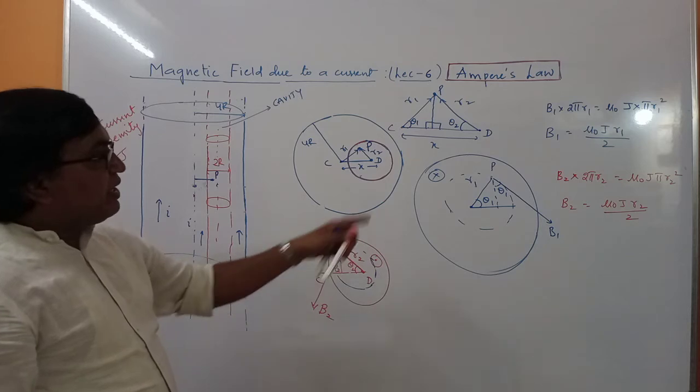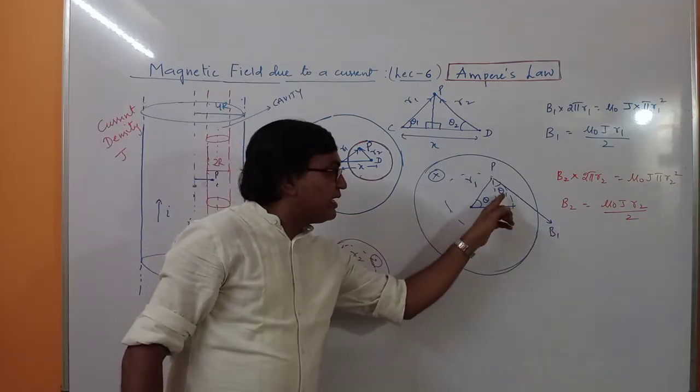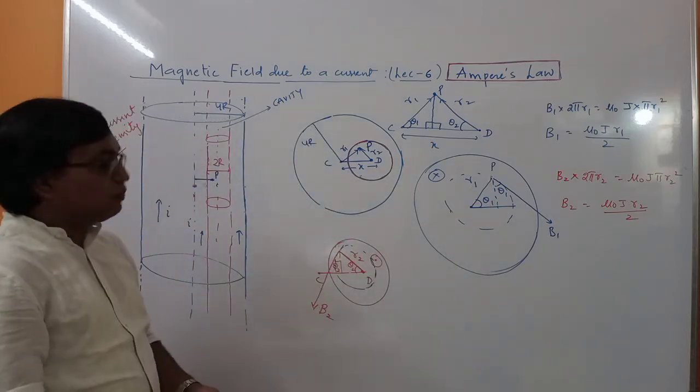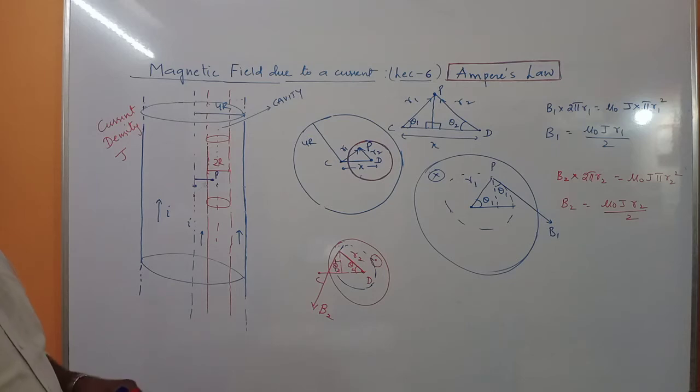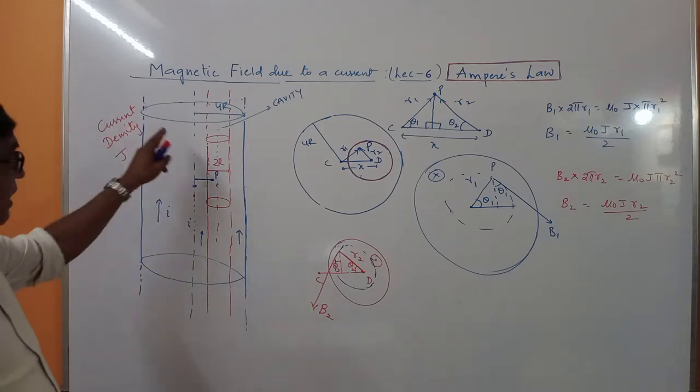Now if you take the combination of these two fields, this field is along this direction, perpendicular to R1, making an angle theta 1, and here it is making an angle theta 2. Fine. So I will remove this part.